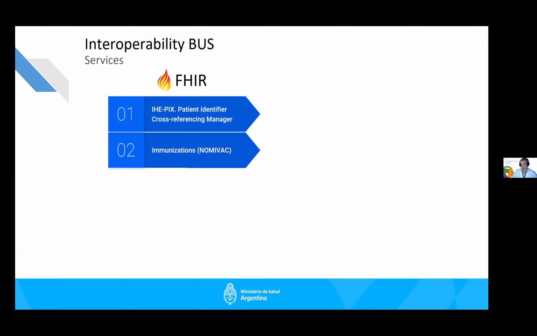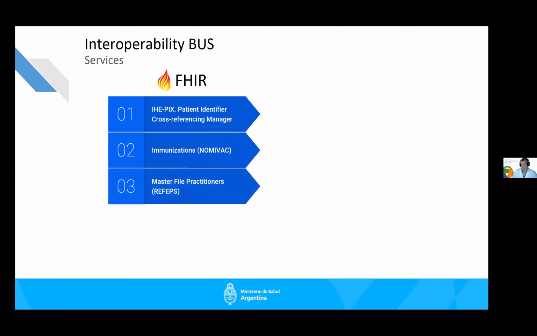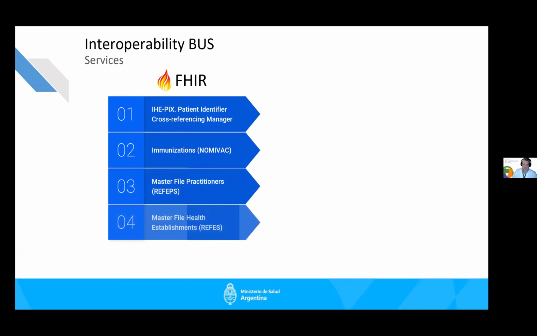We have an immunization registry called Nomivac. Nomivac is the name of the program. This is a registry of immunizations around the country. Next, a master file of practitioners. And a master file of health establishments, the REFES. These four services are FHIR.